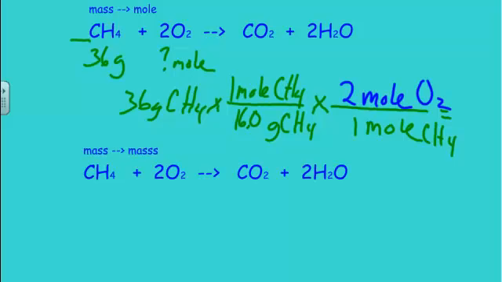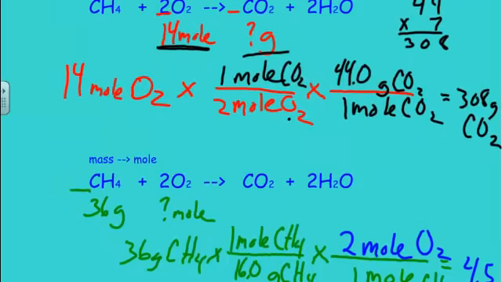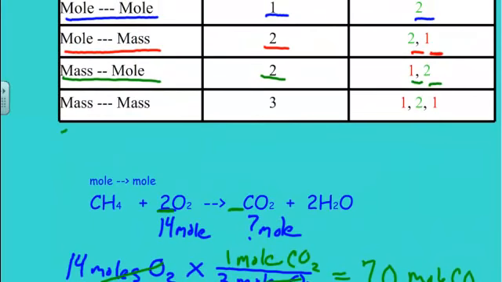Now, how will we figure this out? We have to take 36 divided by 16 times 2. Well, 36 divided by 16 is a little over 2, and 2 times 2 is 4. So we're looking at something around 4. Let me take my calculator out to say for sure. So once again, 36 divided by 16 times 2. And yes, I get 4.5 moles of the O2. That's our answer. That is a mass to mole problem.